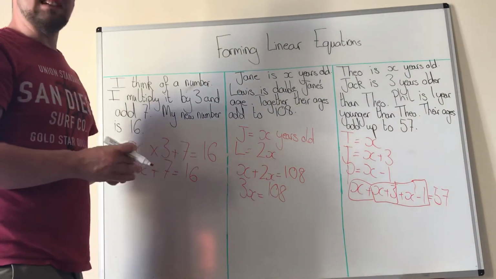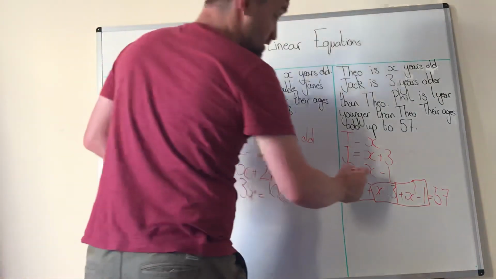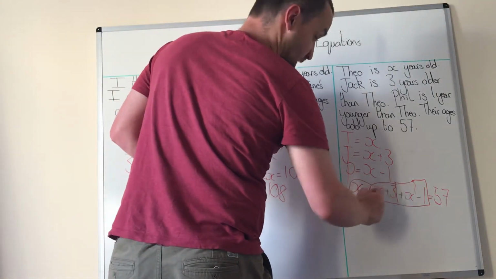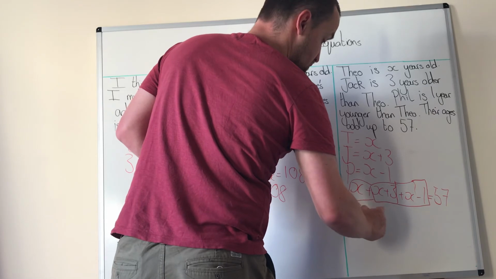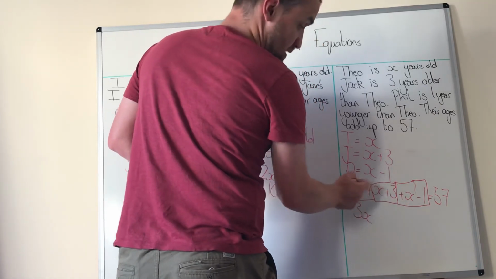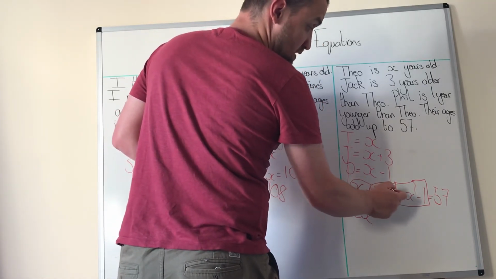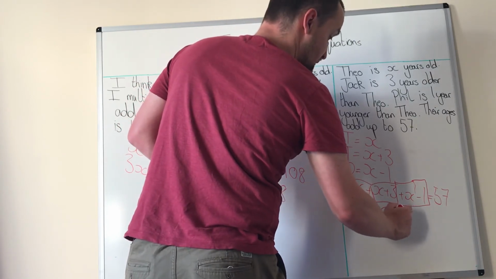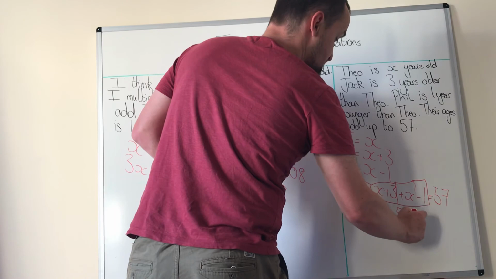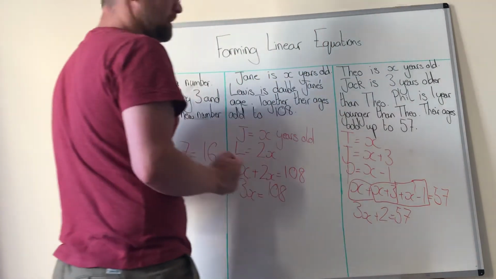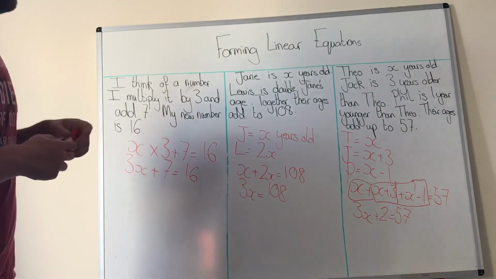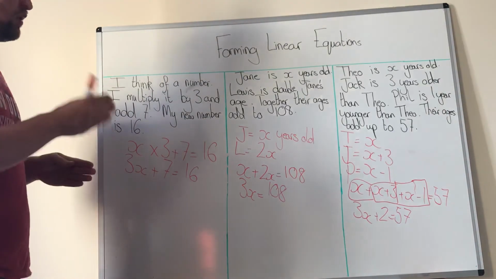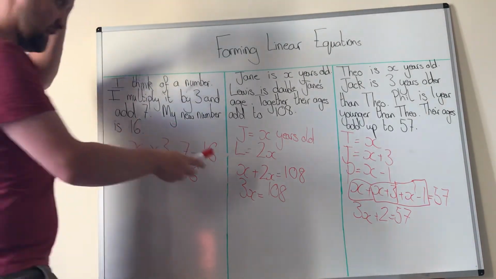And again, the bit we need to remember is what? The bit we need to remember is that we simplify. So we've got x plus x plus x, so we've got 3x. We haven't got any numbers in this one. We've got a plus 3 and a minus 1, which is plus 2, and that equals 57. Okay? Again, once you've simplified it, all I want you to do today is leave it as this.